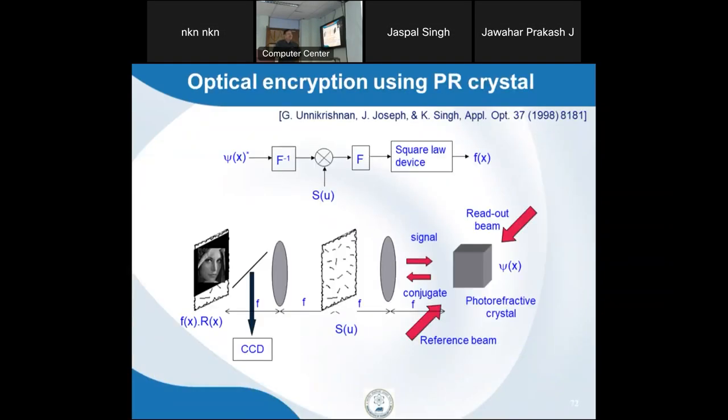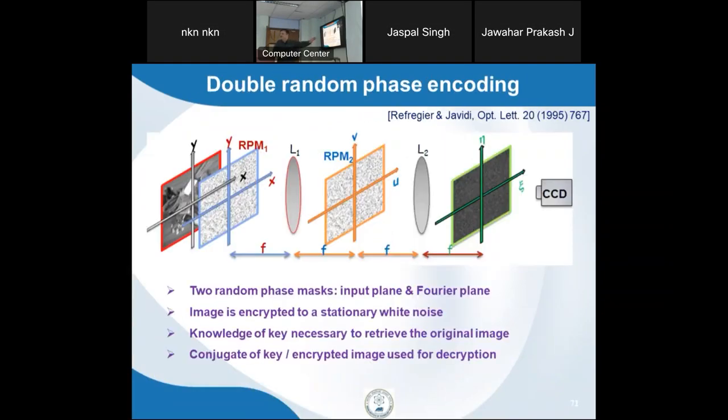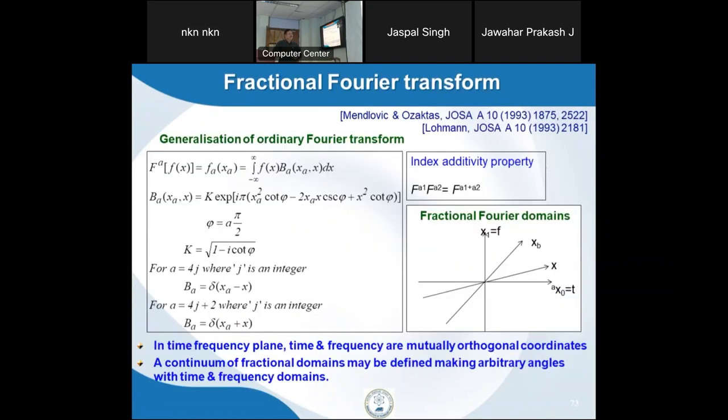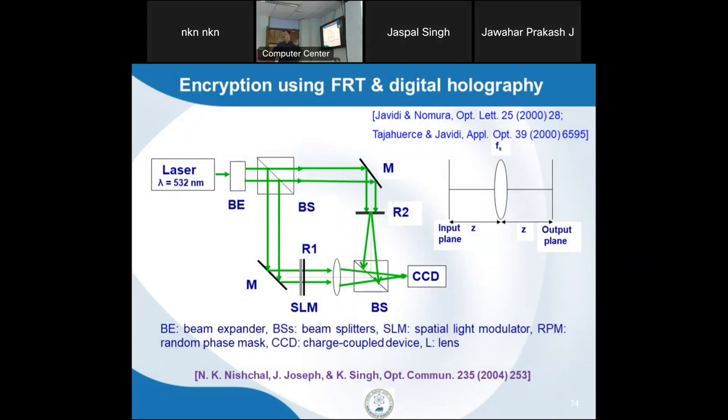Watermarking and hologram. This was with what I was discussing yesterday, double random phase encoding. So this input image, RPM1, RPM2, Fourier transform, this is what you get, and the fractional Fourier transform. I'll again skip that. This was the geometry I used for recording the digital hologram and recording the encrypted or secure digital hologram. So this was the end of its mask.